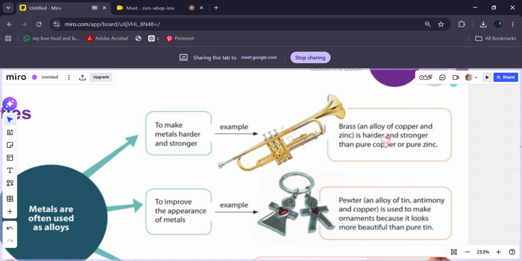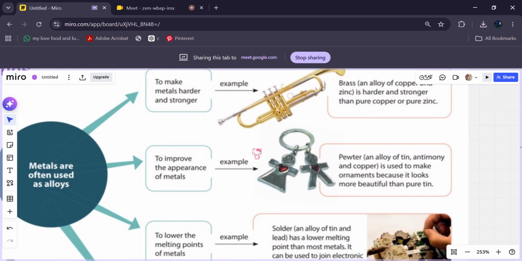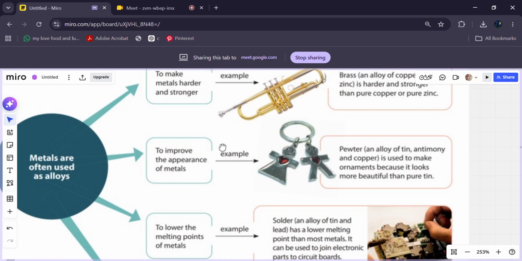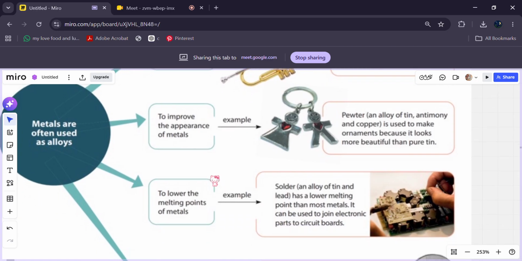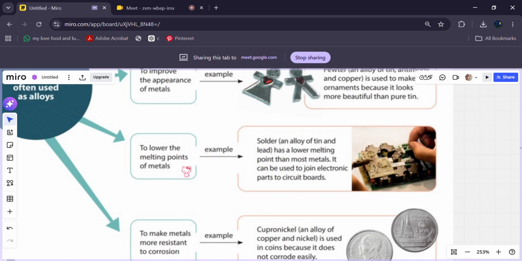And another reason why people use alloys is to improve the appearance of metals. Pewter, which is an alloy of tin, antimony, and copper, is used to make ornaments because it looks more beautiful than pure tin. It's also used to lower the melting point of metals.